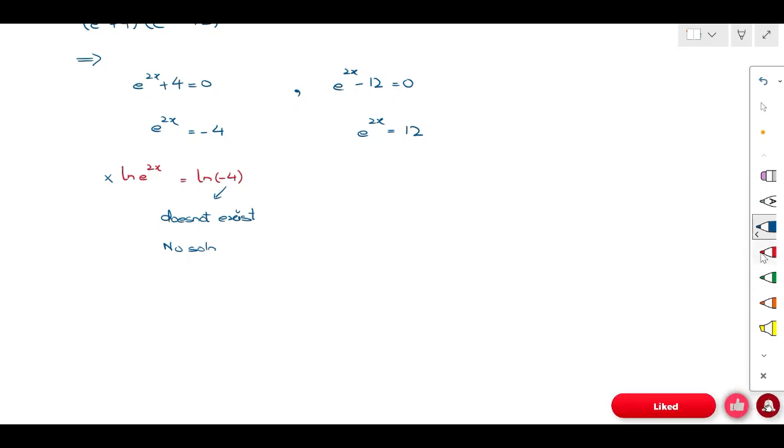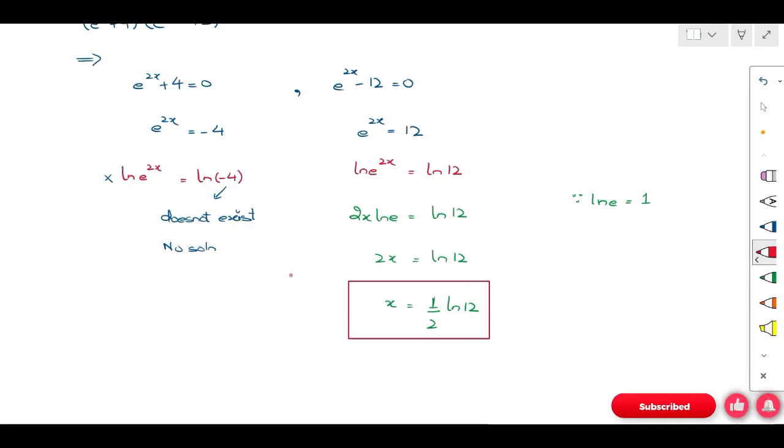Now do the same for the second one, applying natural log. Natural log of e to the power 2x equals natural log of 12. Now applying the power rule of logs, the power comes before the log: 2x times natural log of e is equal to natural log of 12, and natural log of e is always equal to 1. So 2x is equal to natural log of 12, and the value of x is equal to 1 by 2 natural log of 12. So this is the only solution for that equation, half natural log of 12.